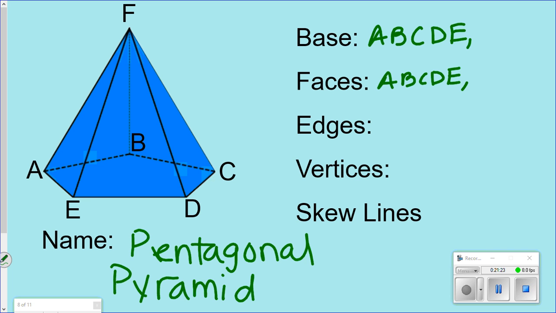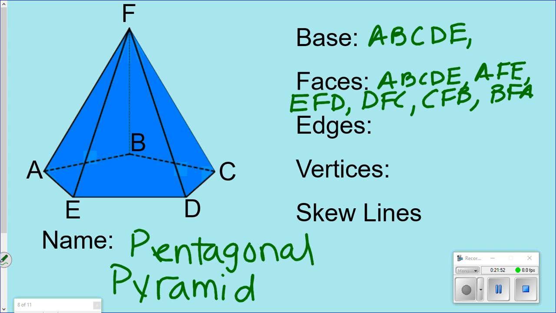What other things are considered faces now? Those triangles, all the triangles. You see all the triangles in there? So I'll start to list them. AFE will be a face. What else? EFD. What else we got? DFC. CFB. Notice F is an old one. BFA. Is that all? 1, 2, 3, 4, 5, 6. Yep. All right. Everybody understand how I listed those?